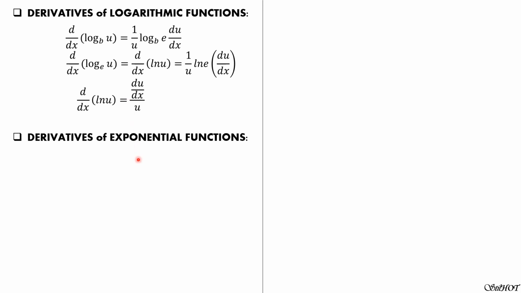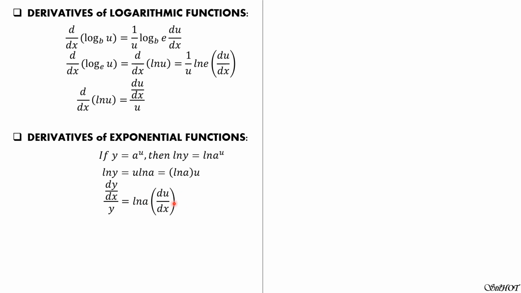So if y is a to the u, then ln of y is ln of a to the u. Then from algebra, ln of y is equal to u ln of a, or ln of a times u, where ln of a is constant because a is constant. So derivative of ln of y, take note from above, is dy/dx over y, and copy ln of a, derivative of u is du/dx. So dy/dx over y equals ln of a du/dx.